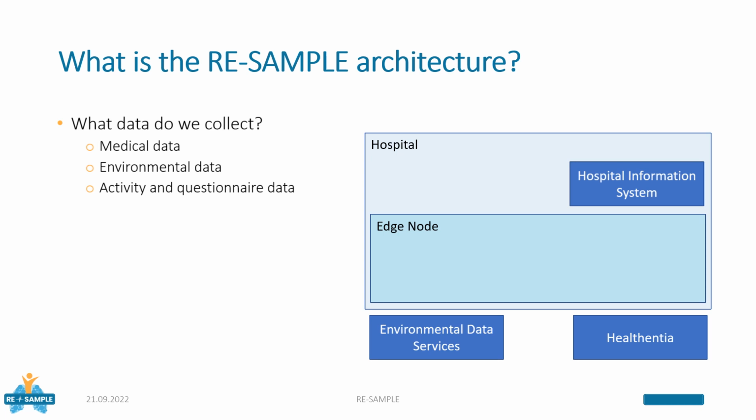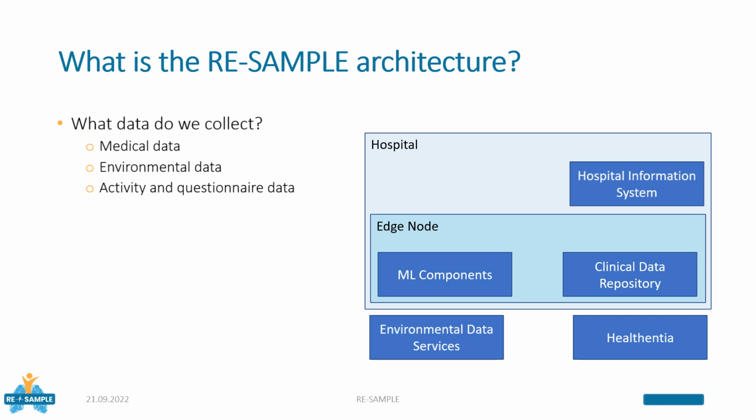Within the edge node, we have two main components. One is the clinical data repository. This is the component that collects the patient data from the hospital and Healthensea. The environmental data, on the other hand, is not patient data and therefore not stored in the clinical data repository. It is collected directly by the machine learning components, which is the second main component in the edge node. So when it is time to train the models, the machine learning components request the patient data from the clinical data repository and combine it with the environmental data.